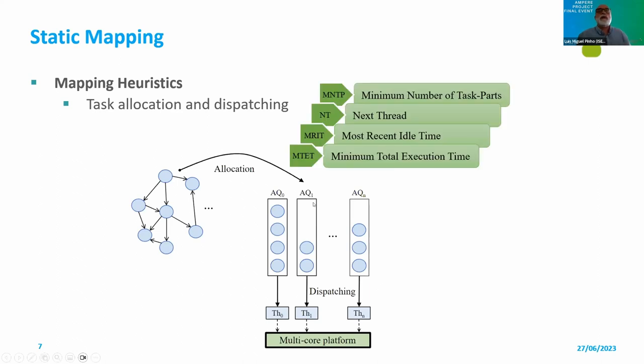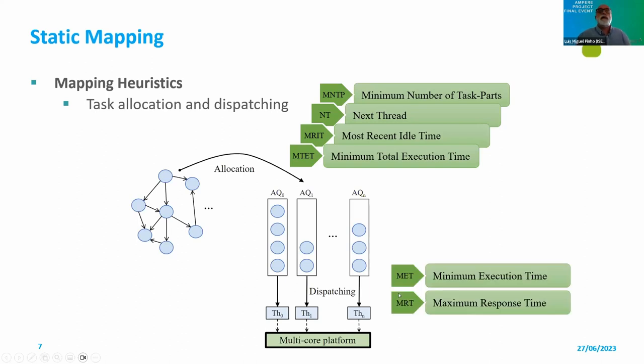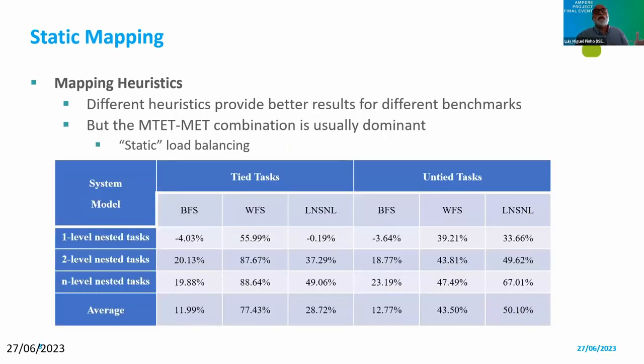For the first phase, we have several heuristics, from time-related heuristics like execution time or idle time to structural-related heuristics such as the number of task parts in the task. For the dispatching, the heuristics are mostly based on execution time and response time. Here you can find some results where we have compared one of the best-achieving combinations of heuristics, which is based on execution time, with the vanilla breadth-first scheduling, work-first scheduling, but also a previous heuristic that already existed.